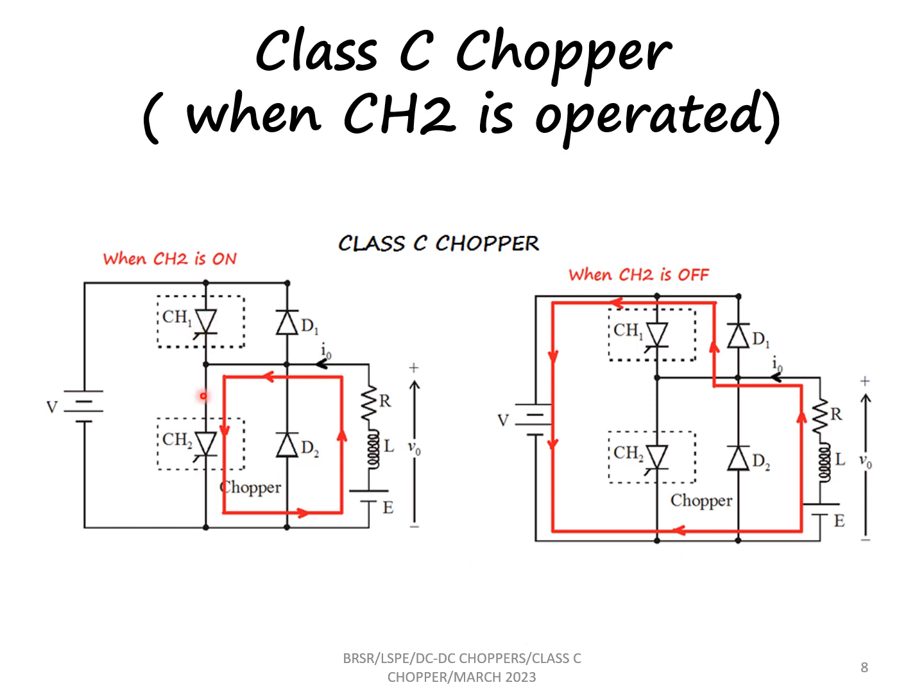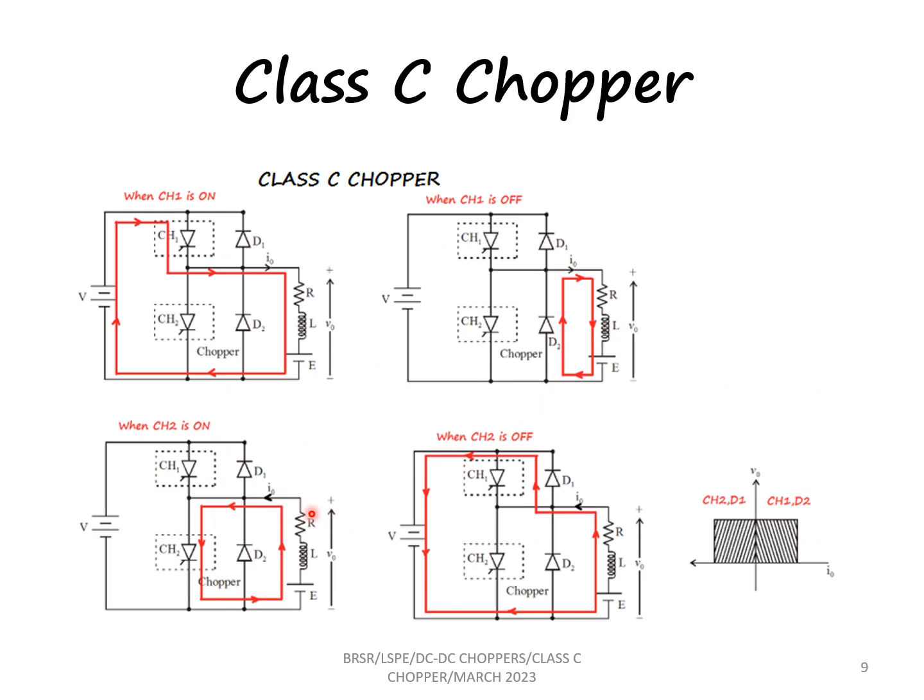So chopper 1 and chopper 2 should not be turned on simultaneously, as it would result in a short circuit of the supply. Class C chopper can be used for both DC motor control and regenerative braking of the DC motor. So it can be operated either as a step up chopper or a step down chopper.